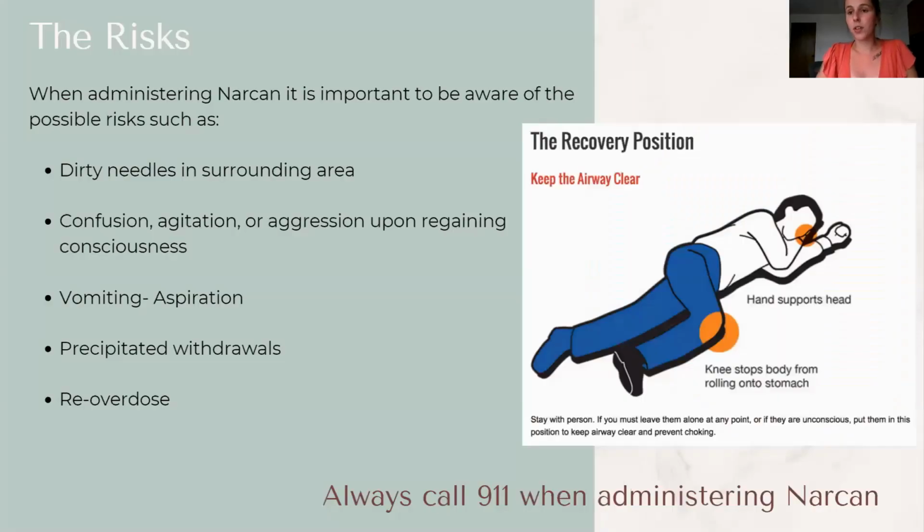There are a few different risks that come with the administration of Narcan. Here are just a few to keep in mind. Dirty needles in surrounding area. Typically, when an overdose does occur, the person does not have time to put caps on their needles, put their drugs away, stuff of that sort. So there is commonly paraphernalia in the surrounding area, which does include dirty needles.